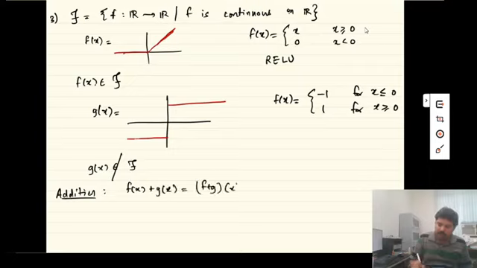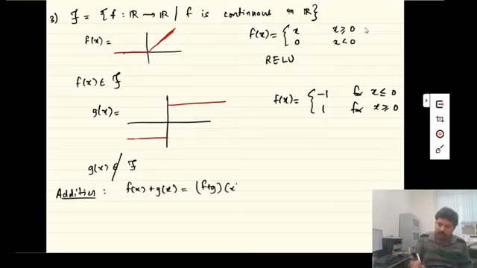And (alpha f)(x) equals alpha times f(x), that is how scalar multiplication is defined. And with this definition of addition and scalar multiplication, you can show that F is also a vector space. So F is also a real vector space. Saying that it's a real vector space is the same as saying F is a vector space over R. Both the things are the same.